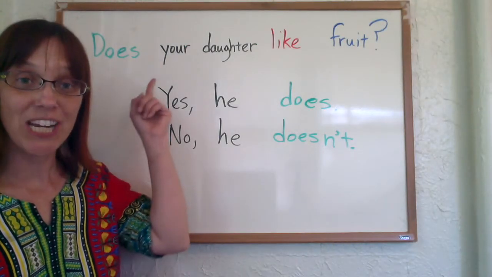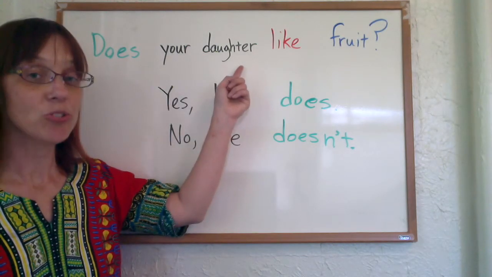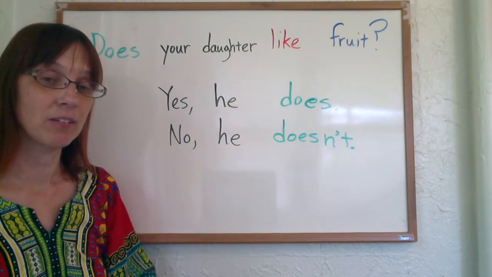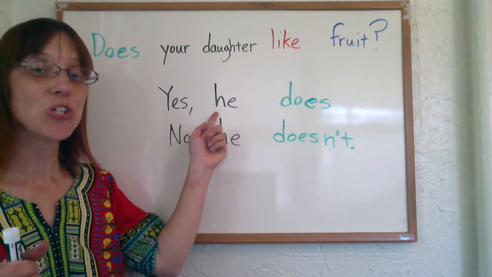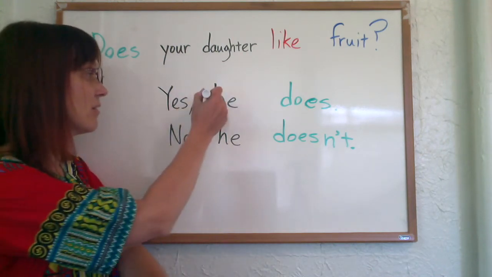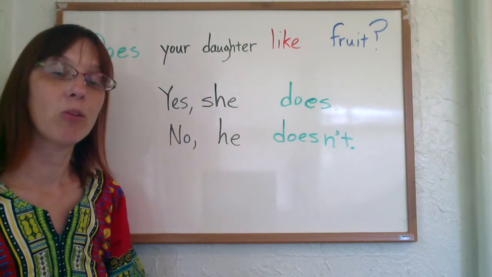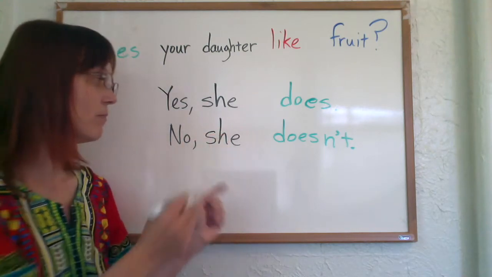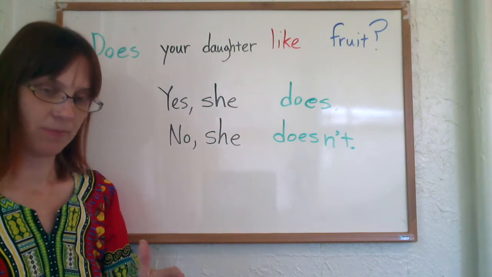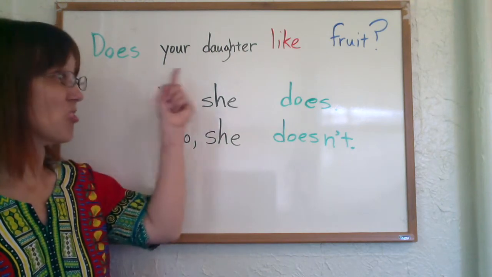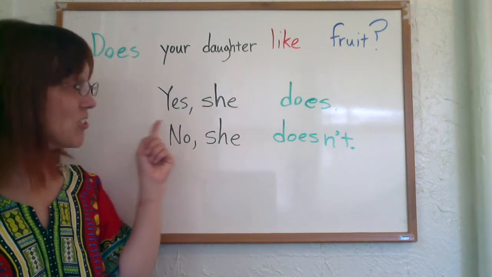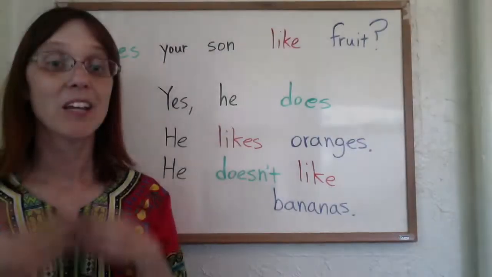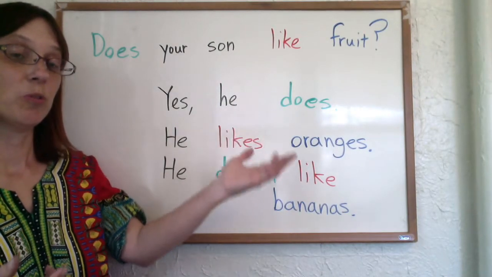Or maybe I change it and ask about your daughter. Does your daughter like fruit? Yes, she does. Or no, she doesn't. So this changes. Does your daughter like fruit? Yes, she does. No, she doesn't. Here is the example from the conversation.